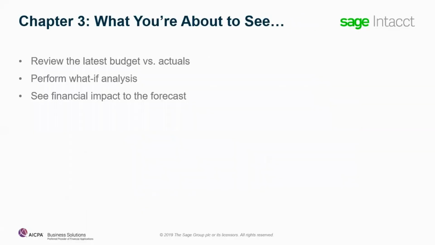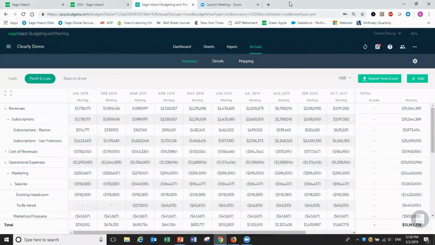So what you're about to see are the following capabilities that a budgeting and planning solution should have in order for a finance team to plan the business. And we'll review the latest budget versus actuals in this one. We'll perform what-if analysis from a forecasting perspective, and then we'll see what the financial impact is to future periods. Let's take a look. So here's Emma.